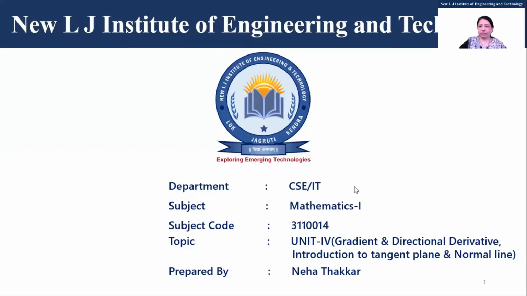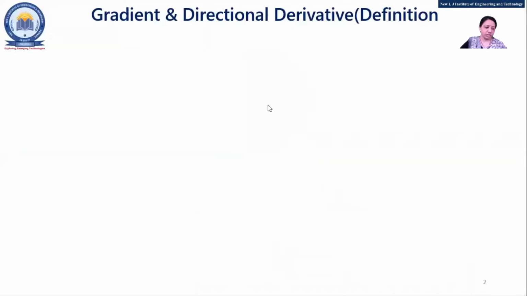So we'll start first with the equation, or we can say the one-line definition of each. First is gradient and directional derivatives. So gradient, that means what?